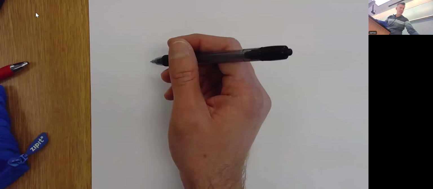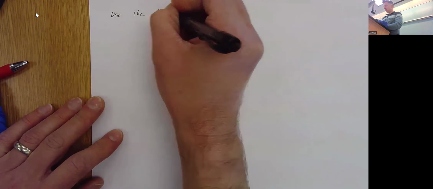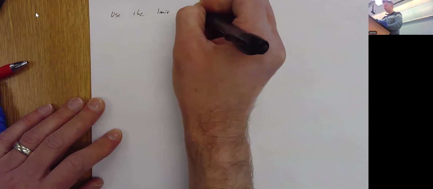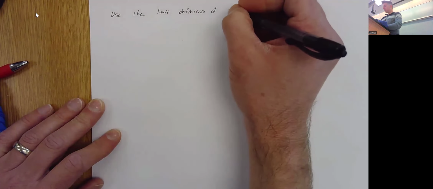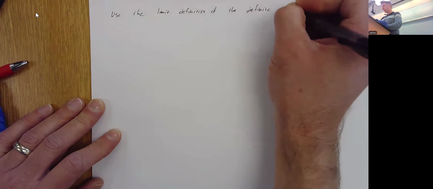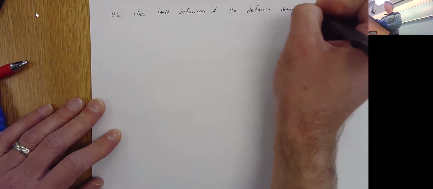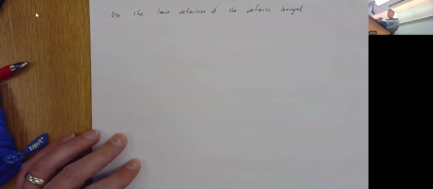So let's do the same thing. So we're gonna use the limit definition of the definite integral. That is what this thing is called. Well, the definite integral, what makes it definite is the fact that there's a lower and an upper limit of integration.